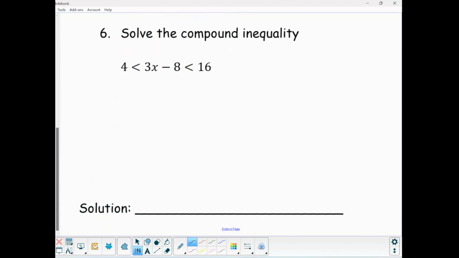All right, number 6, same type of question, just solving for x. So start by drawing your 2 lines. Now just remember, this is like having 2 equal signs. So whatever you do to the middle, you gotta do to both sides. So we want to get essentially x by itself. So let's start by moving this negative 8. Opposite of minus 8 is plus 8. We're going to plus 8 on both sides.